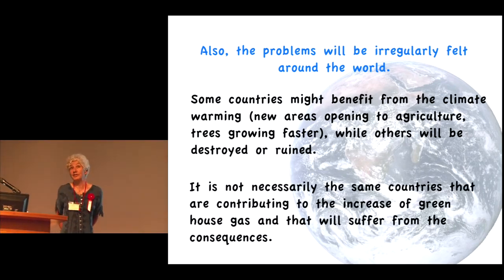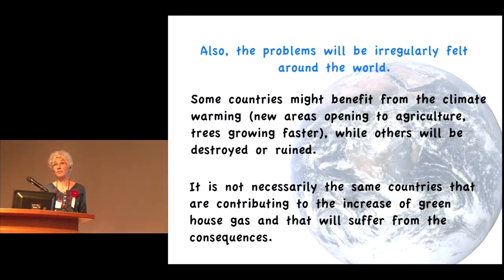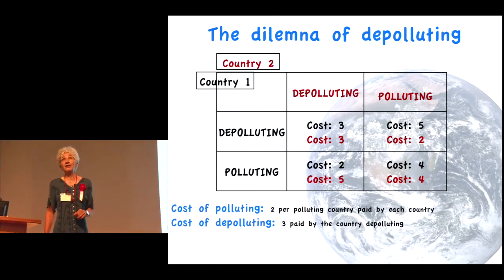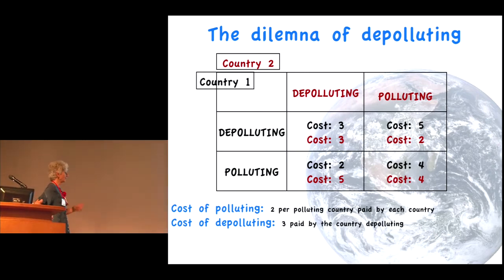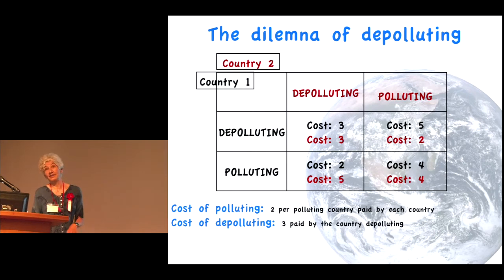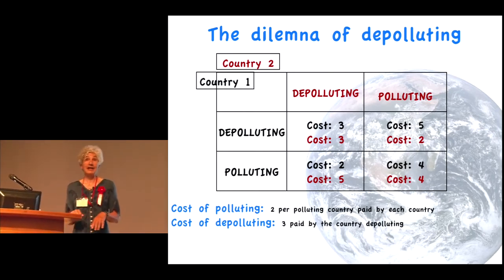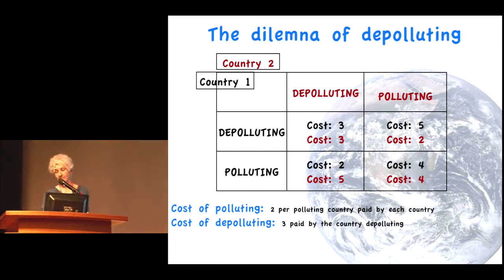It's not necessarily the same countries that contribute to the increase of greenhouse gas and that will suffer the most from the consequences. So you see that the prisoner's dilemma, we see it everywhere in the decisions. We have the dilemma of depolluting. So you have a cost for polluting, and each country has to pay a cost when the other countries pollute. And the cost of depolluting, well, you pay alone when you decide to depollute. And then each country, from its own point of view, has no interest in depolluting. But if we all take the decision of polluting, then as a whole, we lose. So it's the same dilemma.